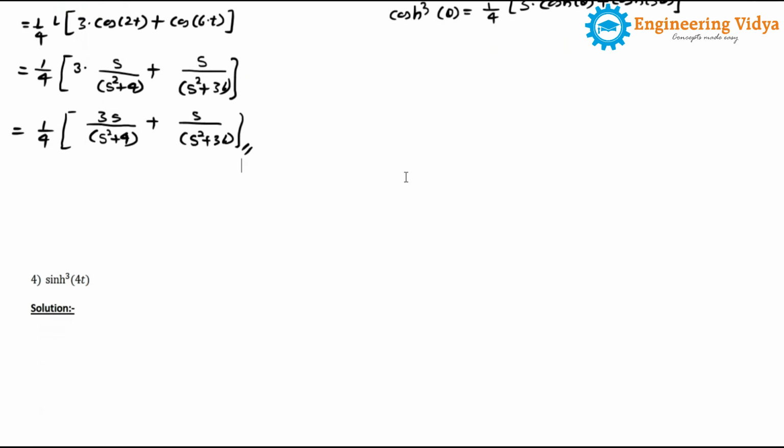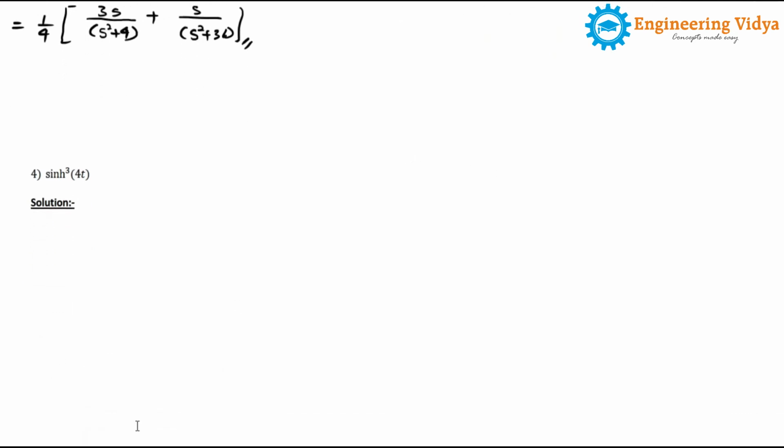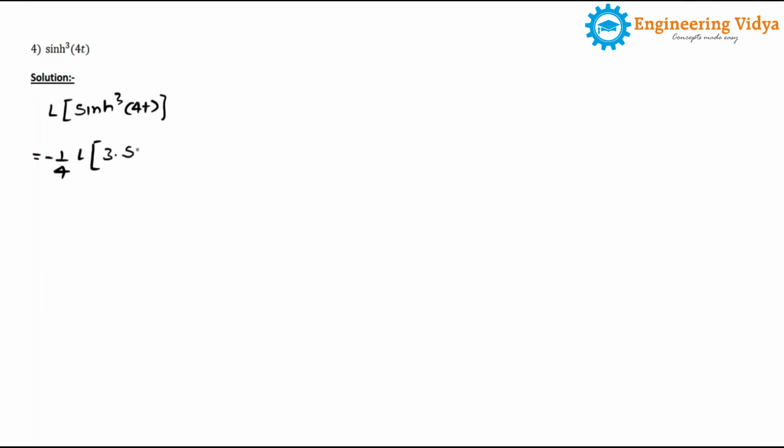In a similar way, 2 and 3 you can solve by yourself because this is a very simple problem. So I'm going to solve sum number 4, right? Here we need to find the Laplace transform of sine hyperbolic cube of 4t. So here we'll write the Laplace transform of sine hyperbolic cube of 4t, right? So here 1 by 4, and as hyperbolic is there, minus 1 by 4 will be outside as per the formula. So the Laplace transform of 3 sine hyperbolic of 4t will be there.